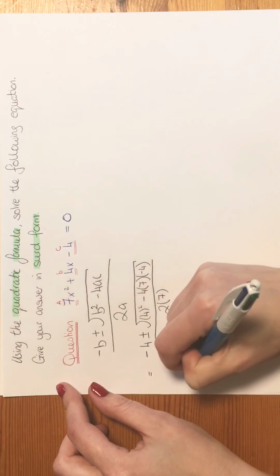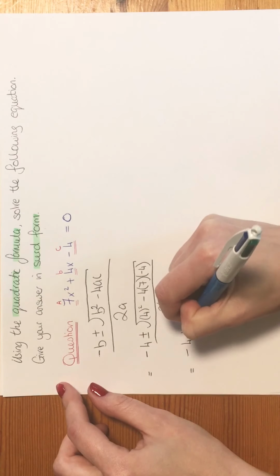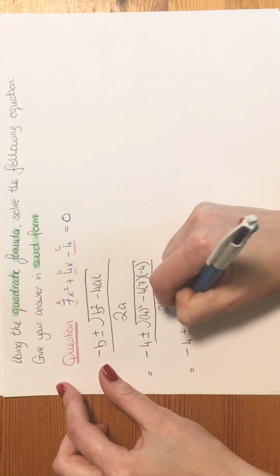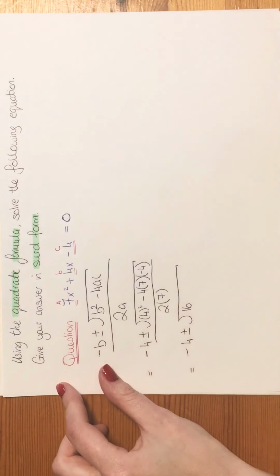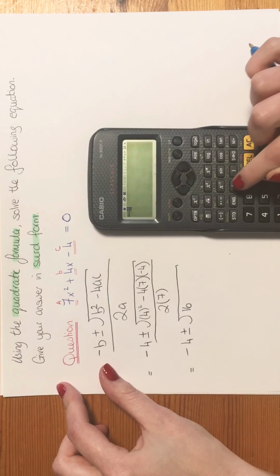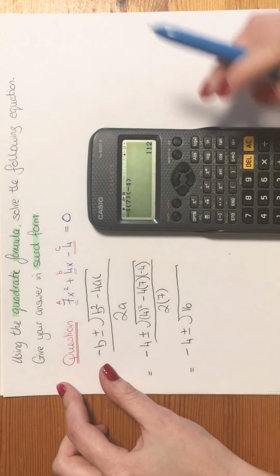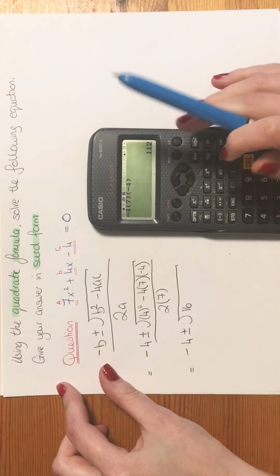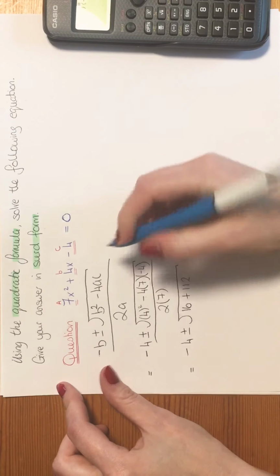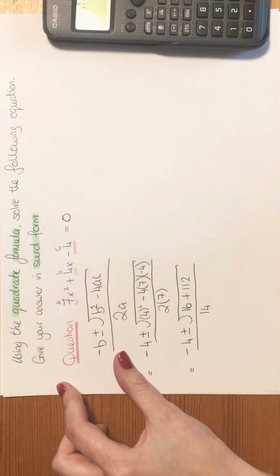Okay, so once you get to this stage, it's just a matter of multiplying out. So we've got minus 4 plus or minus the square root. So we've got 4 squared is 16. Okay, then we have, use your calculator if you want, minus 4 multiplied by 7 multiplied by minus 4 gives us positive 112. Remember, minus times a minus is going to give us a plus. So plus 112 all over 2 times 7 is 14.